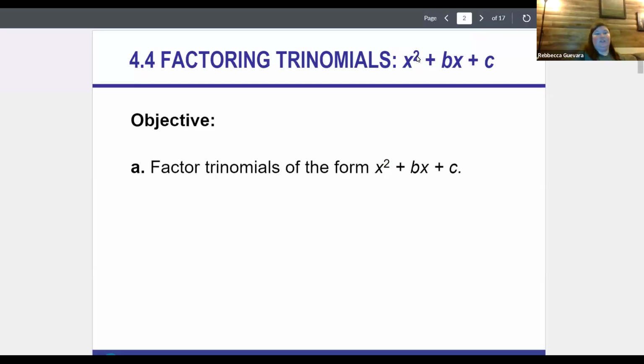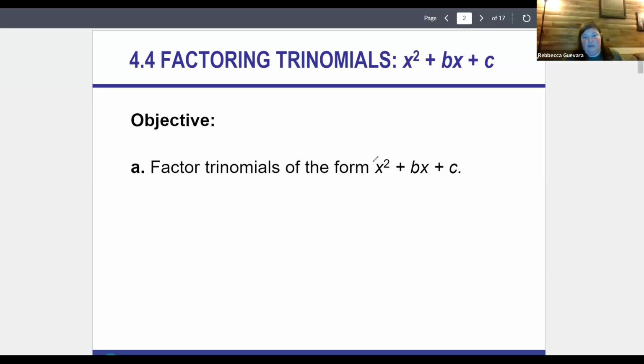All right, so we're starting this section on factoring. This is technically review for us, but we need to make sure that we have a solid understanding of factoring before we try to go into solving quadratics and solving polynomials. So we're going to solve trinomials of this form: x squared plus bx plus c.